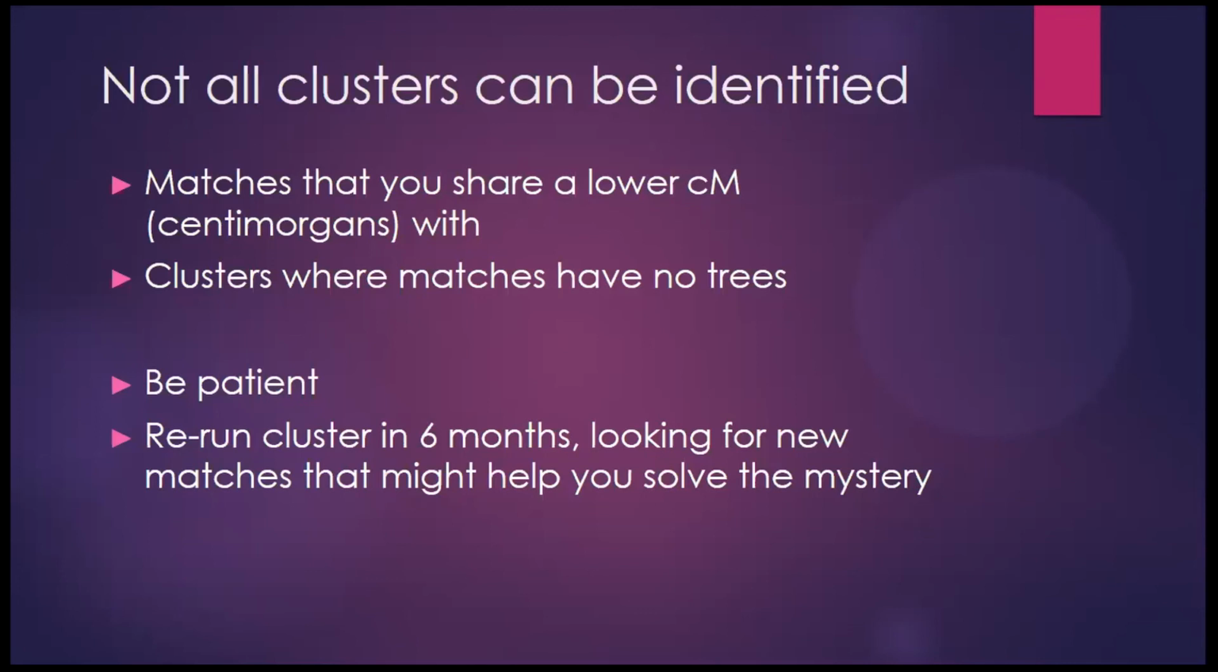You can rerun your cluster every 6 months or so, and that will pick up new matches at the testing companies. So if you're doing the MyHeritage one, it'll pick up your new MyHeritage matches. And if you're doing it at Genetic Affairs or DNA Gedcom, it will pick up your new Family Tree DNA matches or your new 23andMe matches. So rerun the clusters every once in a while, and they will change. You will get new matches, and maybe it will be the match that you need to break open how you're related to this cluster and maybe answer a question that you had about your tree.